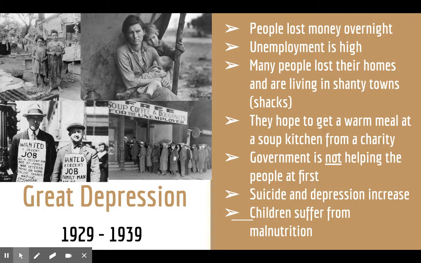Children, of course, are suffering in a multitude of ways. They're not going to school like normal. They're not even finding jobs like normal. And they are suffering from malnutrition as well. So, people having a lack of good nutrients is obviously affecting all families.